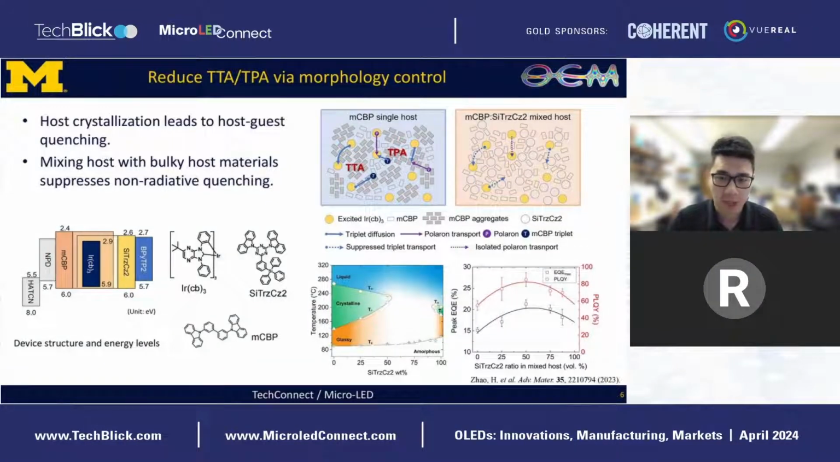Once these paths are established, the triplets and polarons excited from the one dopant or the host can diffuse into the other dopant and quench the other triplets. This makes these deep blue emissive layers very inefficient.